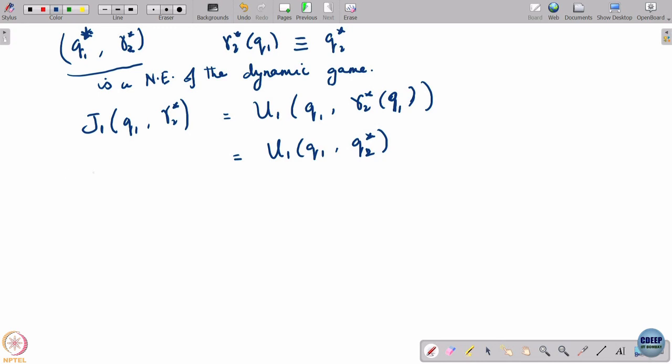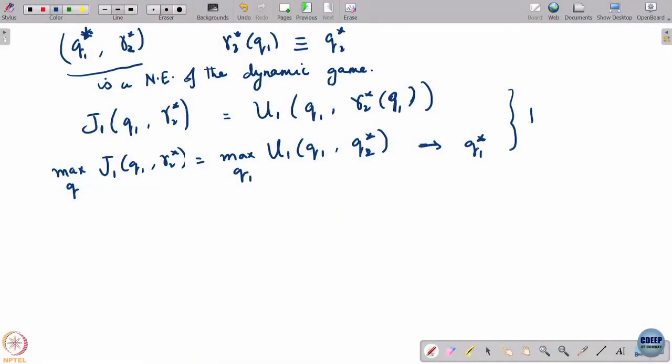So, if you maximize this now over Q1, the maximizer here is Q1 star. Which means that if player 2 plays the constant function gamma 2 star, it is optimal for player 1 to play the quantity Q1 star. So, if player 2 plays the constant function whose value is equal to the Nash equilibrium from the simultaneous game, then it is optimal for player 1 to also respond with his own Nash equilibrium component from the simultaneous game. Is it clear? Okay. So for player 1 this is done.